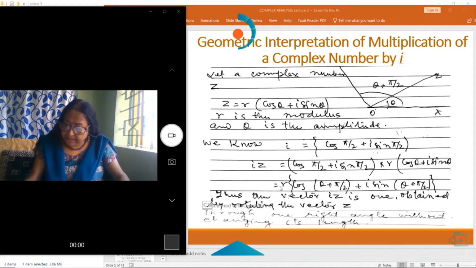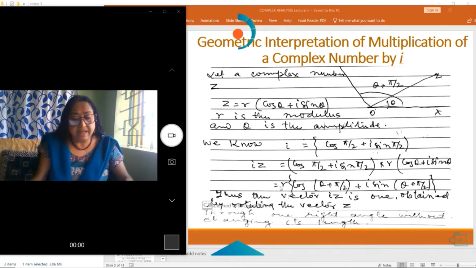That is, when we take z, it is r(cos theta plus i sin theta), but when we take iz, it is r multiplied by cos(theta plus pi by 2) plus i sin(theta plus pi by 2). That is, theta is increased by pi by 2 when we multiply by i. Then the vector iz is obtained by rotating the vector z through one right angle without changing its length.